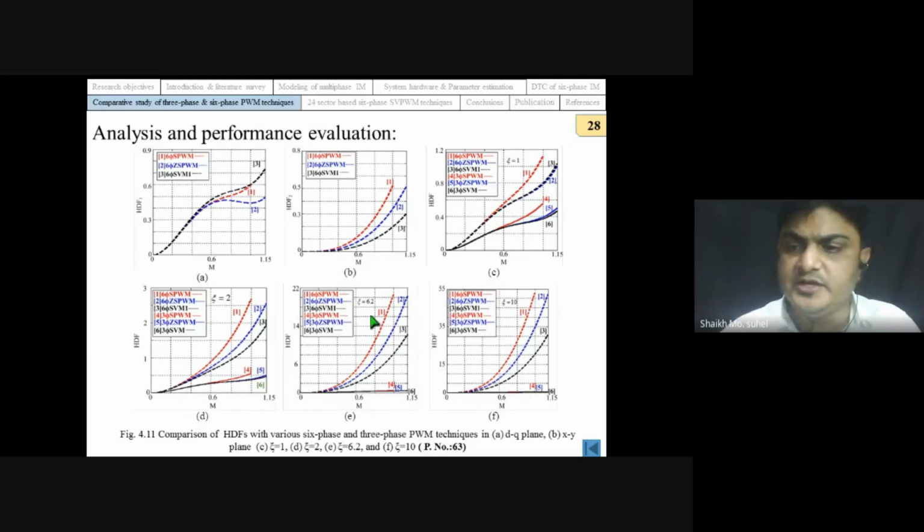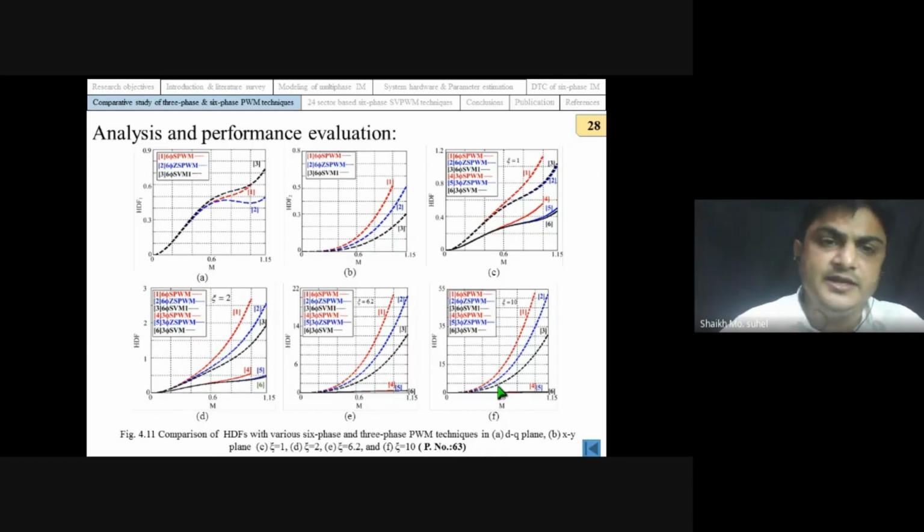What we conclude here is that PWM technique number 6, the 3-phase SVM technique, has the lowest HDF. So you can say that it will provide the lowest stator current distortion, or lowest THD, among all the PWM techniques for all values of zeta.